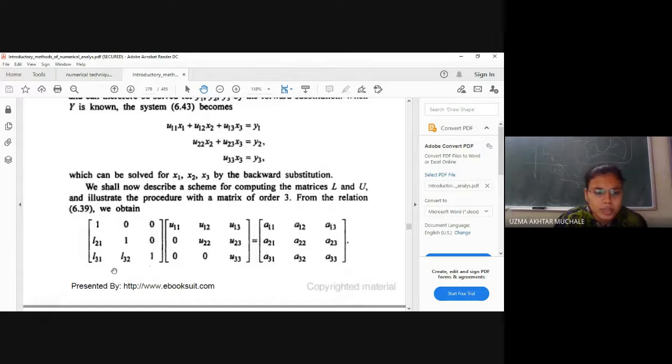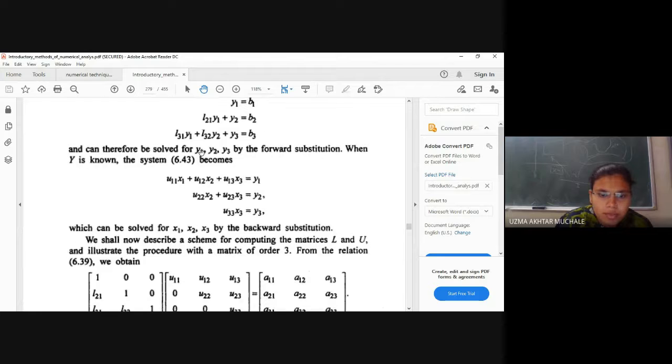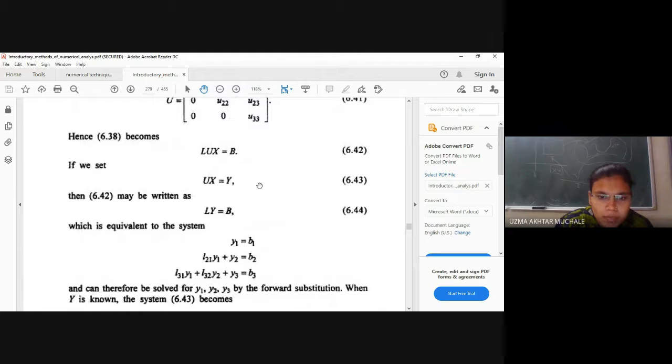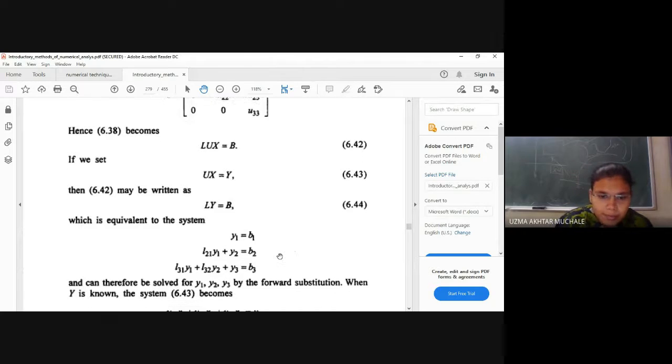How did we get this? Because L and U are known in terms of their entries, and the values of A, a11, a12, a13, and so on, are known to you. Here we have UX equal to Y, our equation 6.43, which is our assumption. We have taken a new column matrix Y with the elements y1, y2, y3.